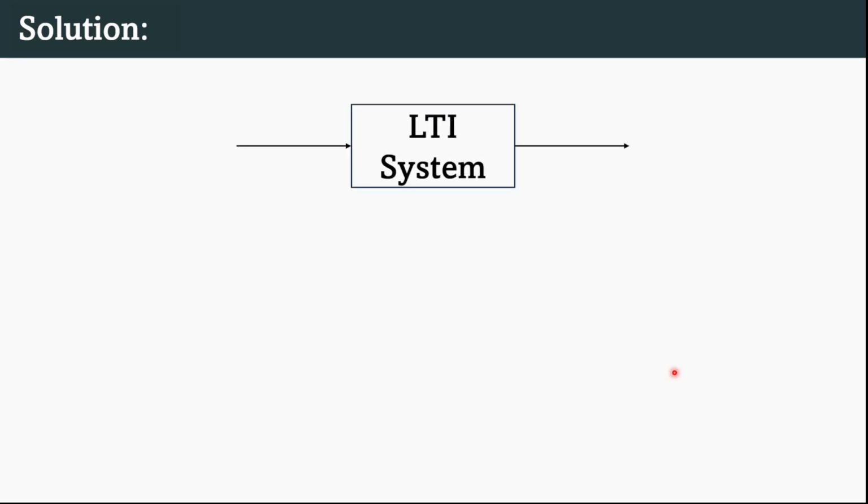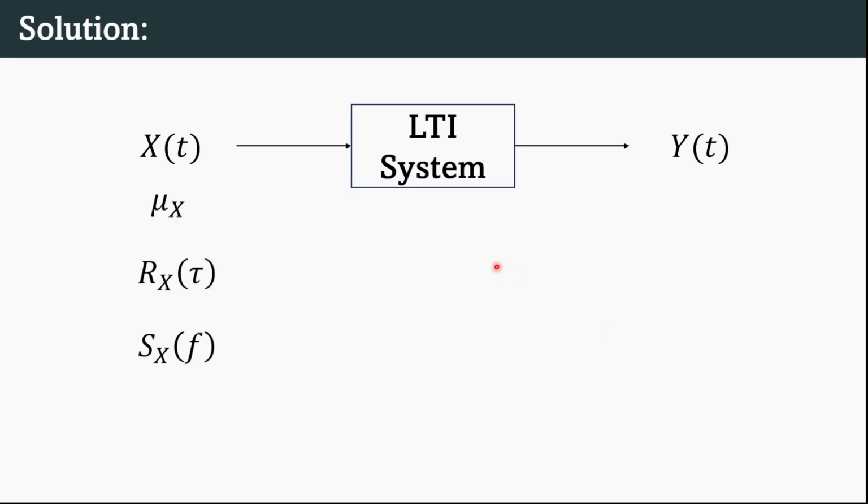Okay, and now let us look at the generic results of a basic LTI system. So we have an LTI system for which x of t is the input and y of t is the output, and the input is a white and stationary random process, by which we mean the mean of the random process is constant, equal to mu x, and it has autocorrelation function Rx of tau, and hence its power spectral density is Sx of f.